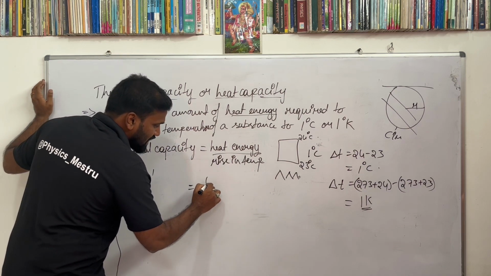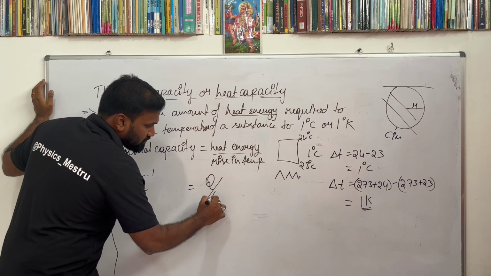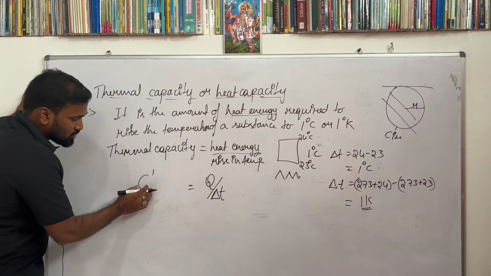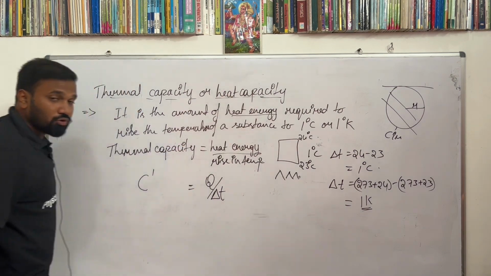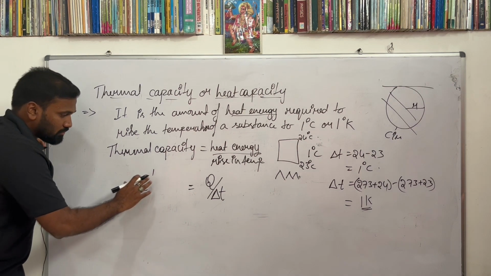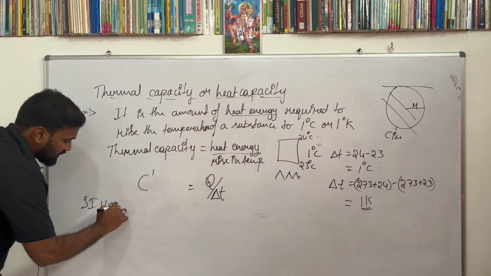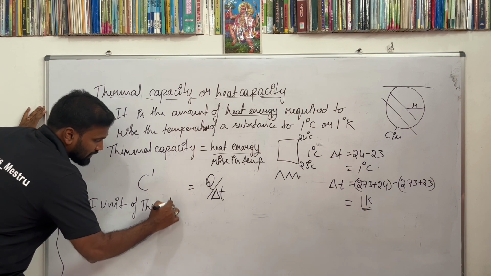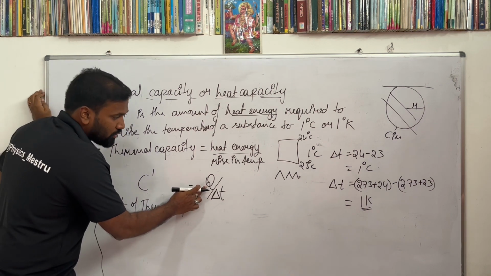The denotation for heat energy is Q, and the rise in temperature is delta T. So this is the formula: thermal capacity C dash equals Q divided by delta T. Thermal capacity or heat capacity, both are one and the same. Now I think you are very clear with thermal capacity. Now let us go with the SI unit.